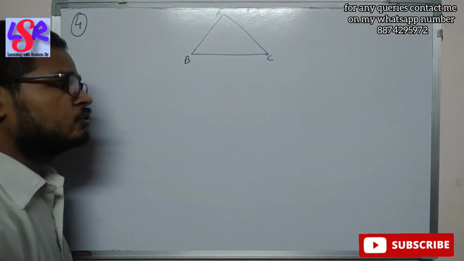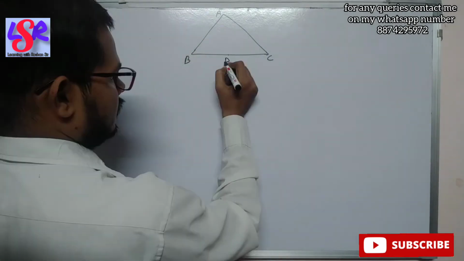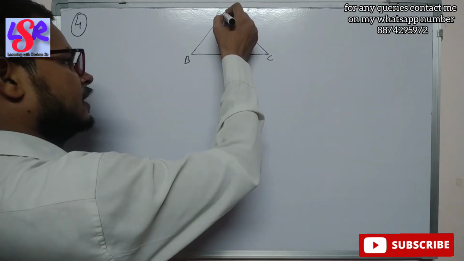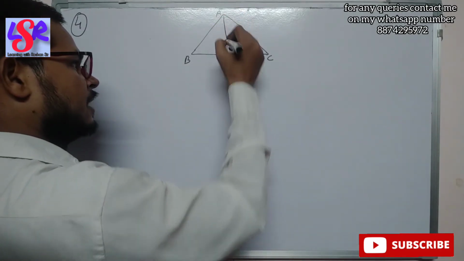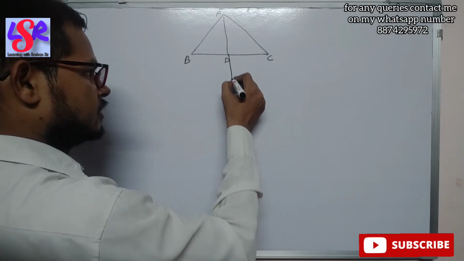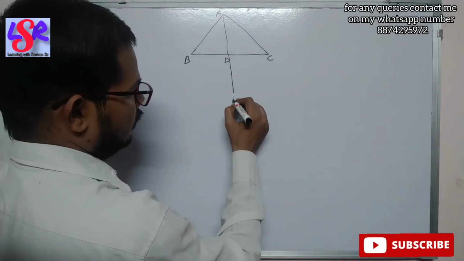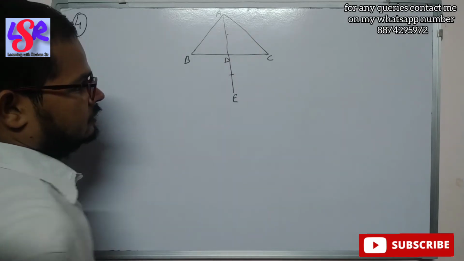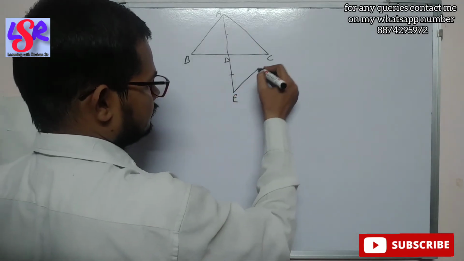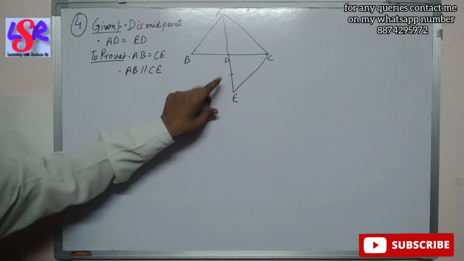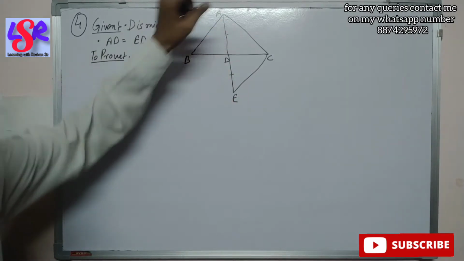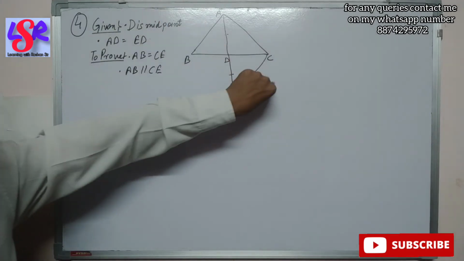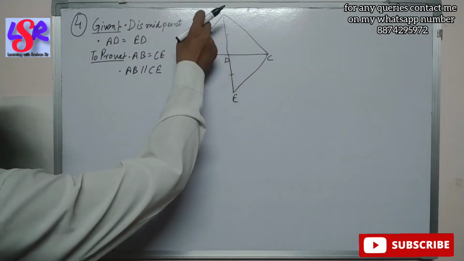Now here in question number 4 we have a triangle ABC and D is the midpoint of the side BC. Now we have to join AD and then extend or produce this AD to the point E such that AD equals DE. Then we have to join this. Now here in this question we have D as the midpoint of the side BC and AD equals DE, and we have to prove AB equals EC. Also this AB is parallel to EC.